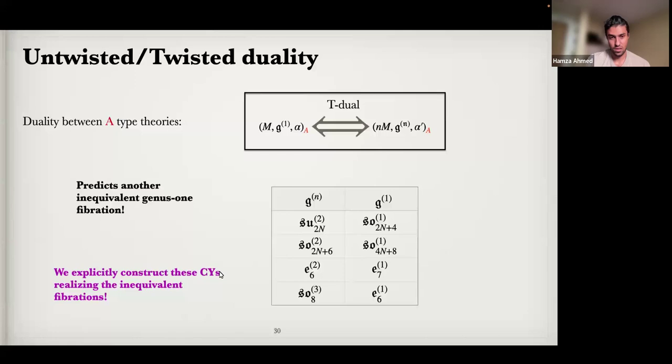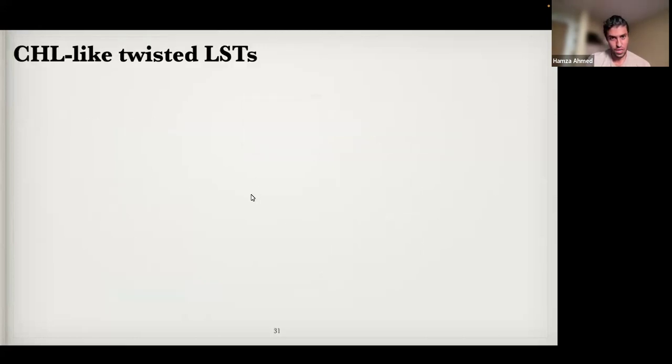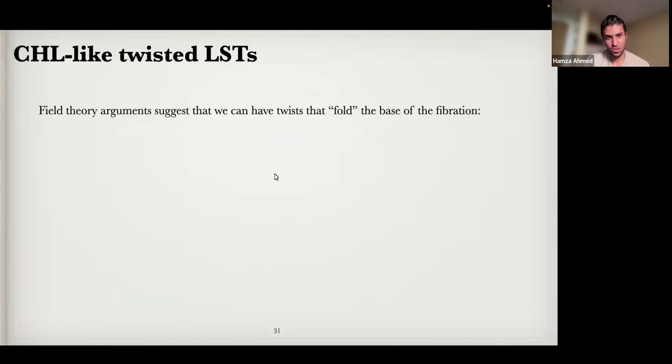Yeah, we predicted this duality. We have other duality chains, including other twisted theories, in the paper, but these were the cleanest geometric examples that we had, and so that's why I'm presenting those here. Finally, let me talk about some hope for these other theories that we were able to construct.